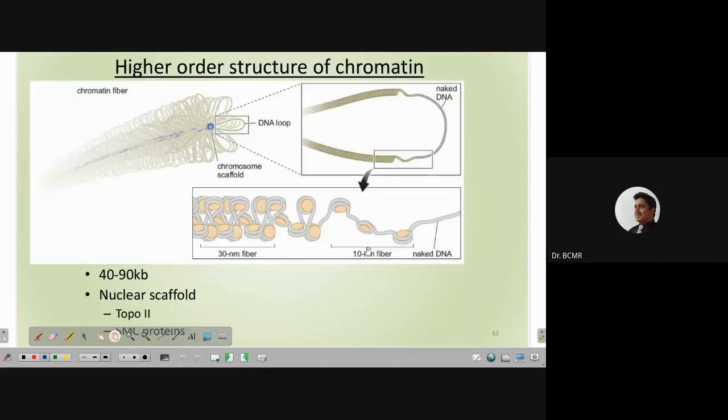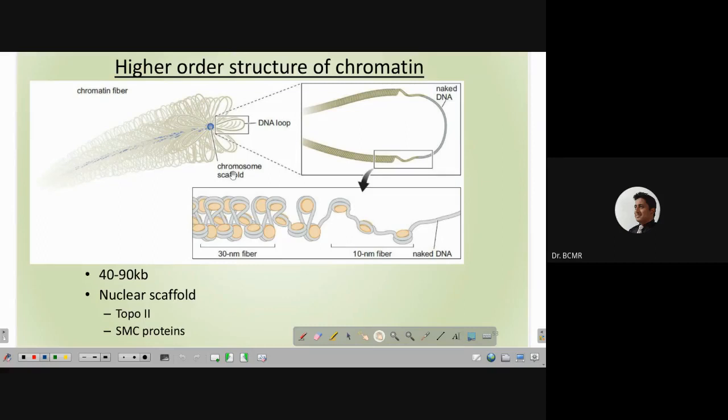So this is an overview of how the organization is present. This is the DNA wound around nucleosomes. It is about 10 nanometers, and then it can form a zigzag or solenoid that is about a 30 nanometer fiber. This 30 nanometer fiber can form a loop like this, okay? And there are multiple loops like this. And then you see one chromatin fiber. This is called one chromatin fiber.